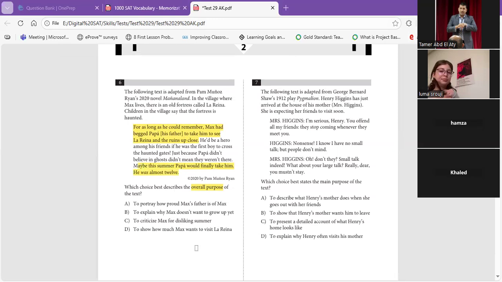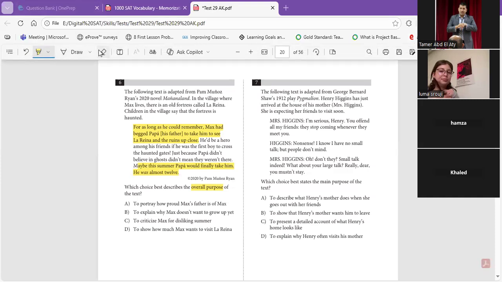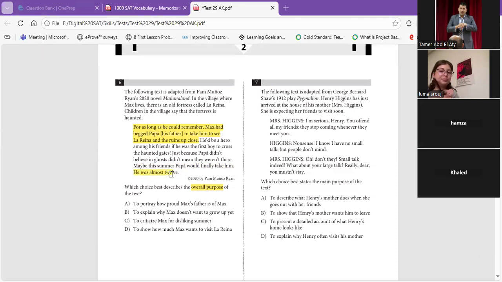He said, now for as long as he could remember, Max had begged Papa, his father, to take him to see La Arena and the ruins up close. Maybe this summer Papa would finally take him. I'm sorry, I took two sentences. He was almost 12. Okay, let's find. It's a situation that happened to Max, that he asked his father to go to see La Arena, and he was almost 12. I think he let him go in that time.